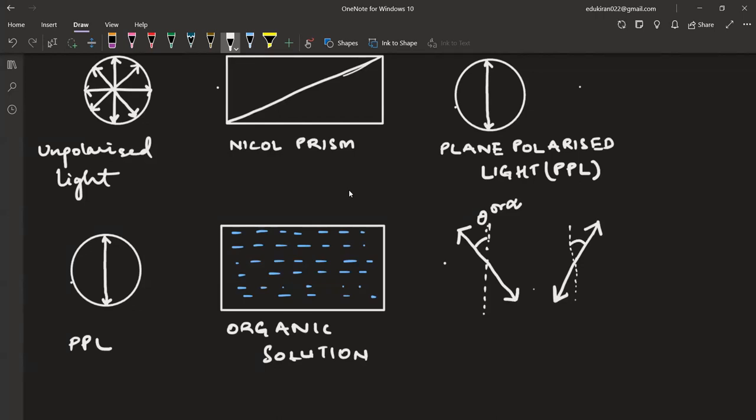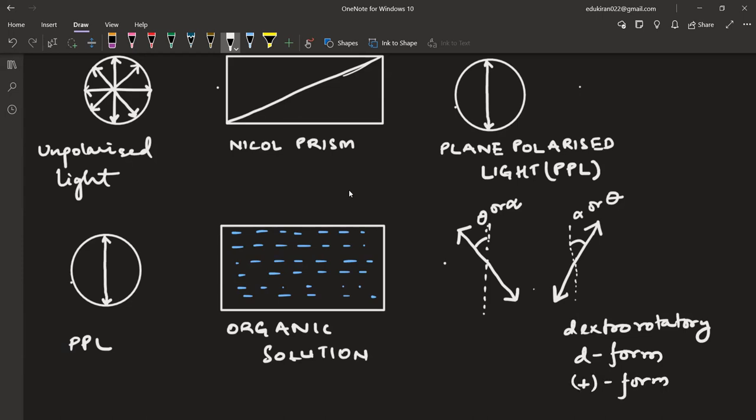This is again alpha or theta. This is rotated in the clockwise direction. So when it rotates in the clockwise direction, it is known as the D-form, dextrorotatory, or we call it the D-form, or we call it the plus form. This is levorotatory. This is known as the L form or the minus form.